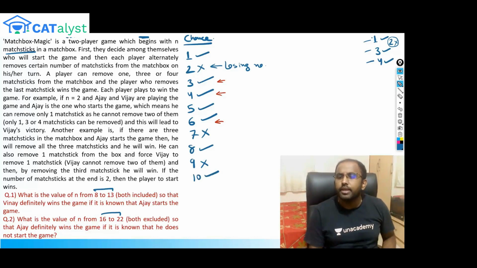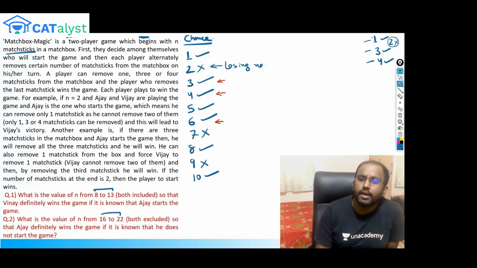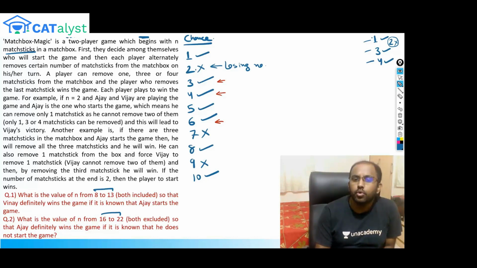Again at 10, I'll win the game because 9 is a losing number. I'll pick 1 coin and hand over the game at 9 coins to you, right? So now you got the pattern, right? I think you got the pattern. What are the losing numbers here? 2, 7, 9. Now what should be next? So at a gap of 5, right?